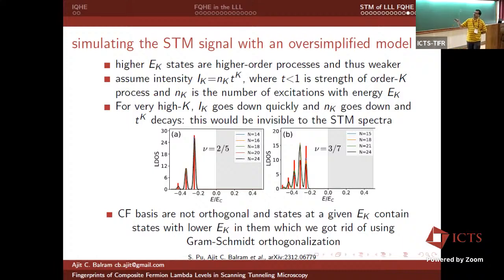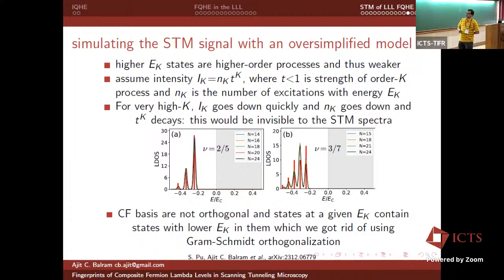So you take a model where the intensity is the number of states at a given kinetic energy times some phenomenological parameter T to the K, where T is some number smaller than 1. Then you take the signal, fit it, and see how well that reproduces it. The model's numbers are given by these red lines, and they actually do a fairly good job of picking out the signal.